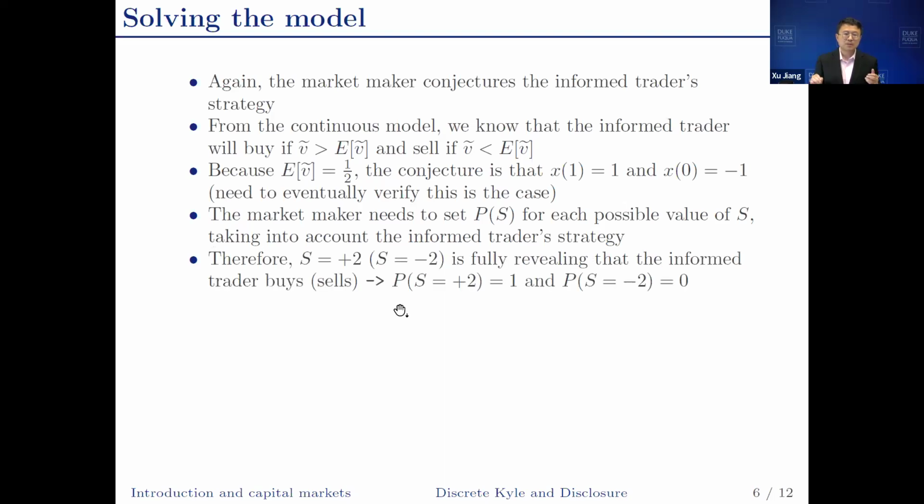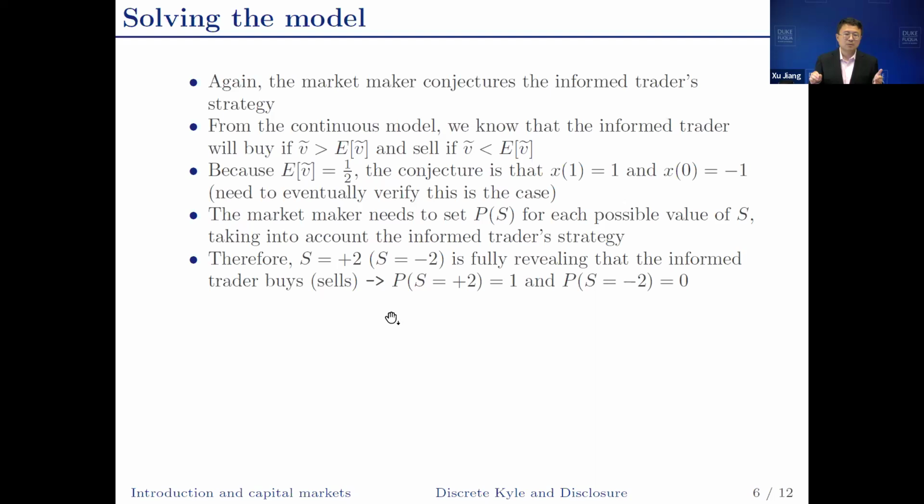That means when S equals +2, the order flow is fully revealing: the informed trader buys, because if the informed trader does not trade or sells, the total order flow cannot be +2. So the market maker will set price equals 1 when order flow is +2. Similarly, when order flow is -2, the market maker is going to set price to be 0 because it's fully revealing that the informed trader sells.